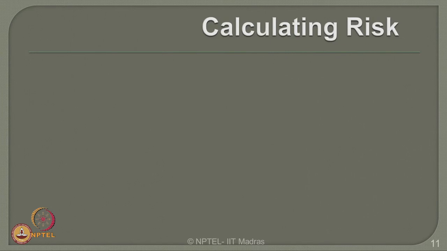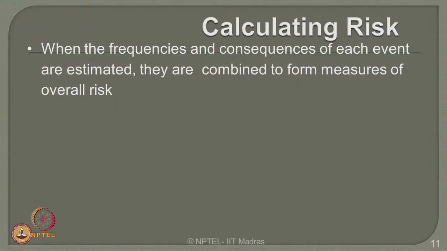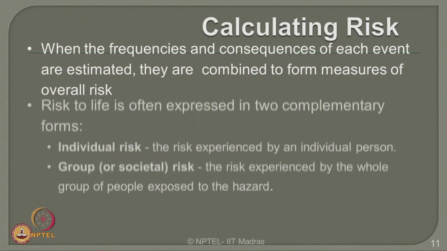After understanding the frequency modeling and consequence modeling, one is interested to know how to compute risk, because we have to quantify them in terms of a number. When the frequencies and consequences of each event in a given problem are estimated, then you can combine them to form measures of overall risk.